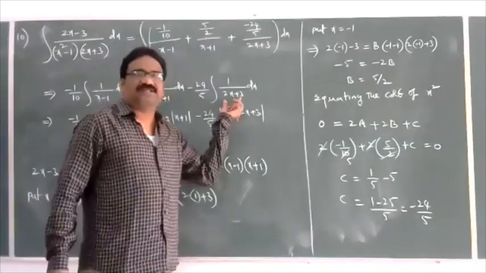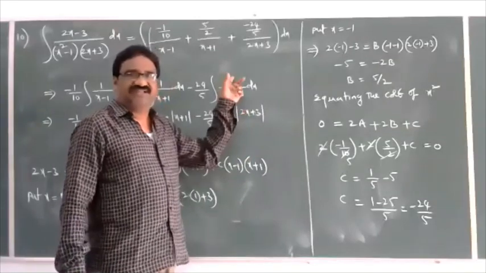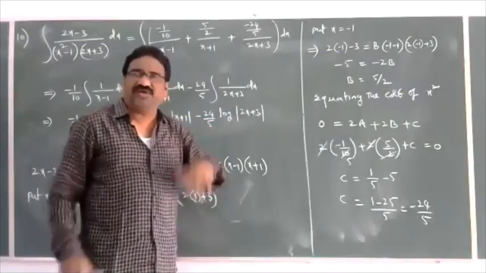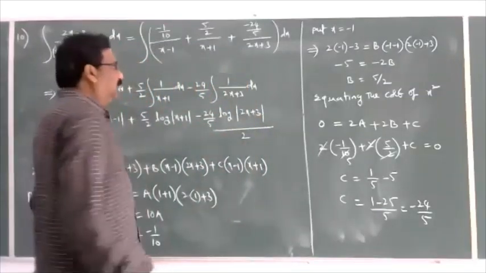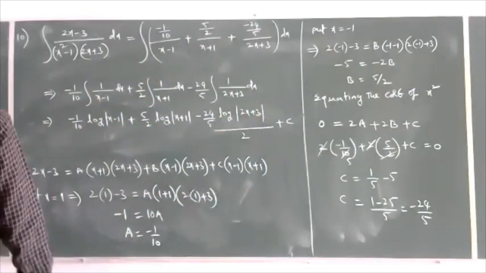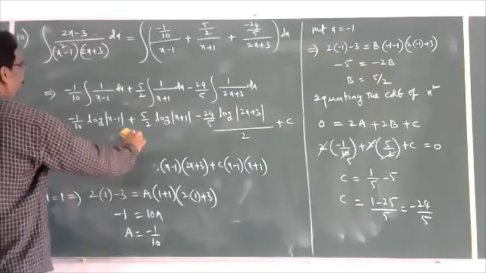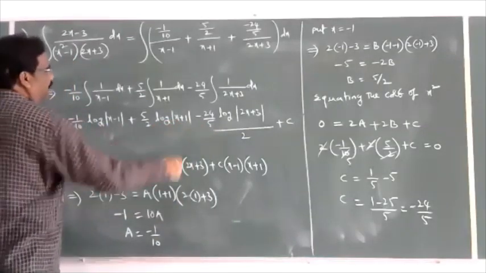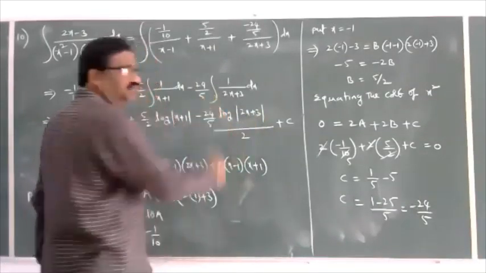You treat 2x plus 3 as x. That is the integration of 1 by x is log mod x, divided by the derivative of x, which here is 2x plus 3. What is the derivative of 2x plus 3? 2, so divided by 2, plus c. That is the chain rule in integration. But here also divided by 1, here also divided by 1. Why? The derivative of x minus 1 is 1 and the derivative of x plus 1 is 1. But here 2x plus 3 has derivative 2, that's why divided by 2.